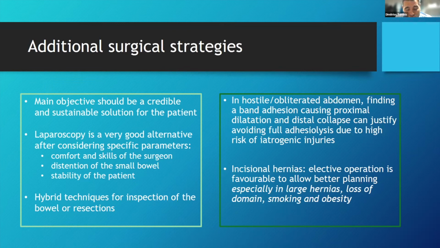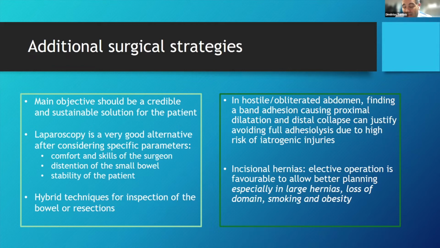Before finishing, I would like to highlight that the main objective should be to have a credible and sustainable solution for the patient, whether it's a laparotomy or laparoscopy. If we want to proceed with laparoscopy, we need to be sure that we are comfortable, and also that the skill mix that we have is good in order for us to start the operation, at least laparoscopically. The patient needs to be stable, and we should also take into consideration the stability of the bowel. We can also use hybrid techniques. We can start with laparoscopy, and if there is difficulty, convert to laparotomy.